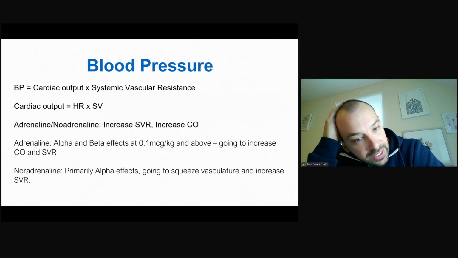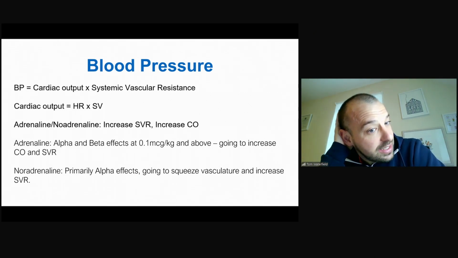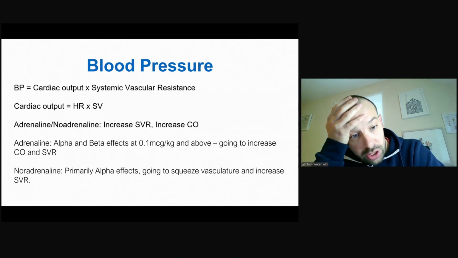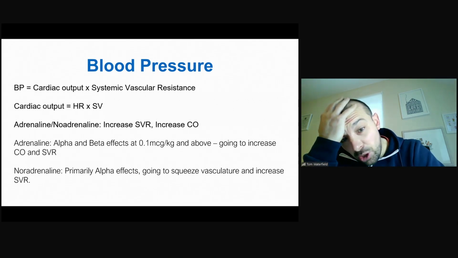So adrenaline I like because it's easy, and for something quick, most of our children are cold shock, and they need their blood pressure supported by cardiac output and vascular resistance. So I get the alpha and beta effects, I get a higher heart rate, a larger stroke volume, and I get some squeeze. Noradrenaline is more alpha effects. We're going to get the squeeze, but not so much cardiac benefit.